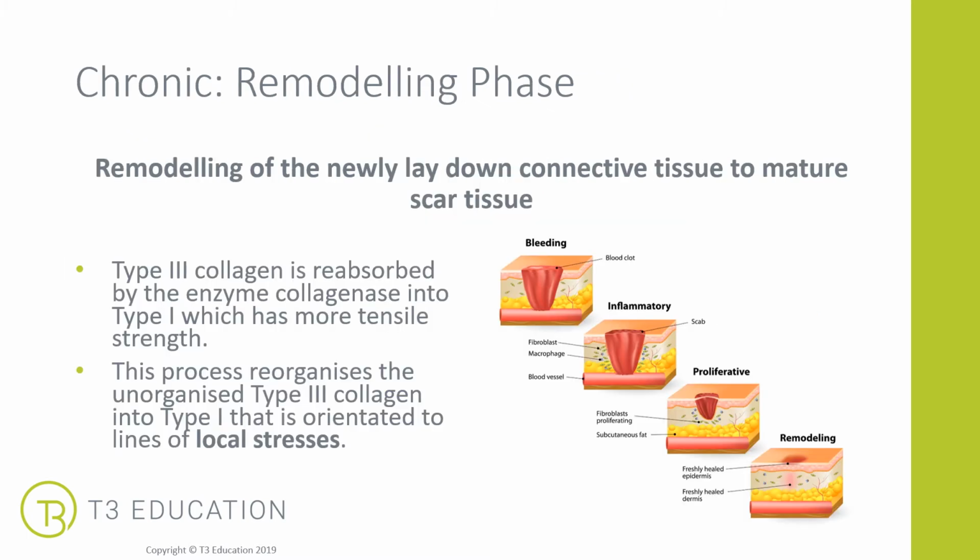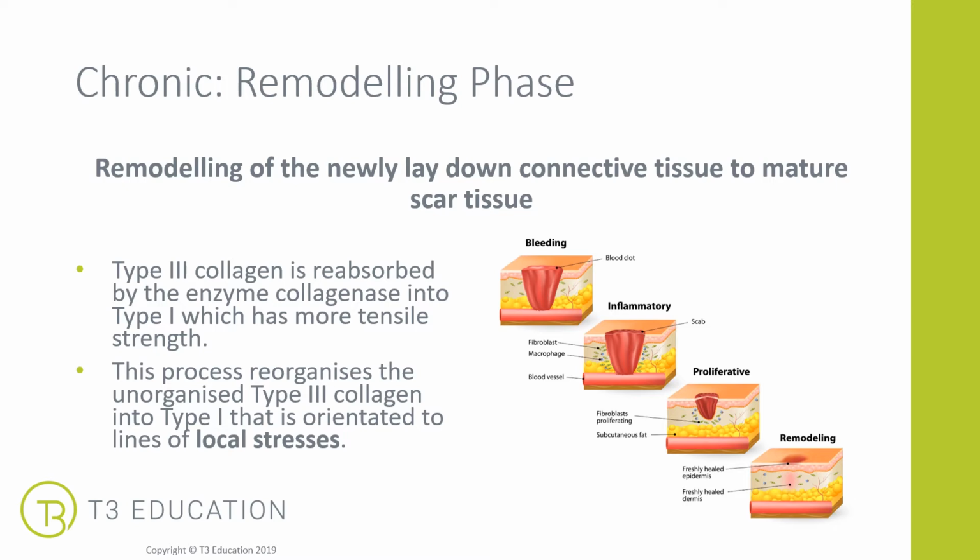And the next phase is the remodeling phase. And this phase is all about remodeling the newly laid down connective tissue into mature scar tissue. So the type 3 collagen, so the weaker collagen that's initially laid down, is reabsorbed by the enzyme collagenase, which then turns into type 1 collagen, which has a lot more tensile strength. Type 3 collagen is also really disorganized, so this process helps reorganize the type 3 collagen into type 1, and then that type 1 collagen is orientated to the lines of local stresses or mechanical stresses, depending on how that person moves or doesn't move.